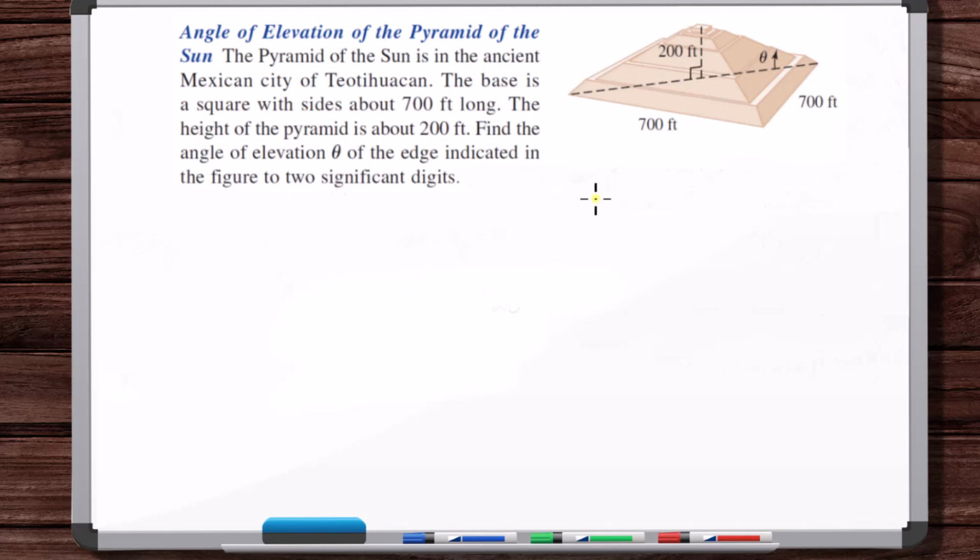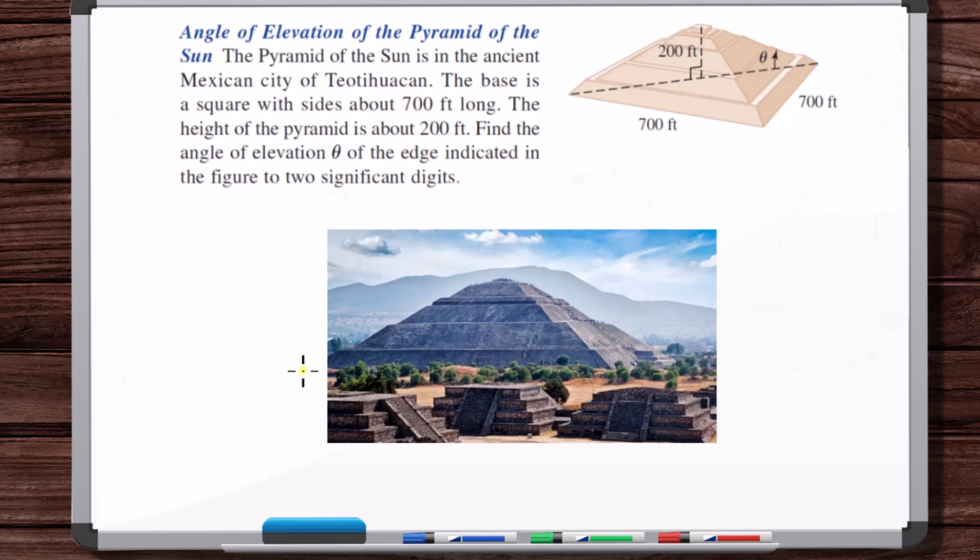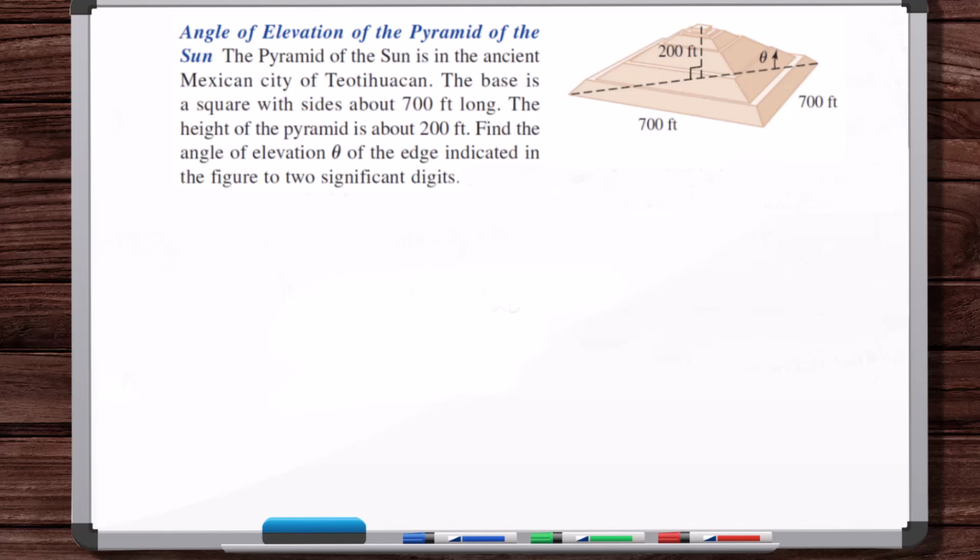All right, so there's the Pyramid of the Sun. Interesting. If the sides are about 700 feet, the base is a square, and the height is about 200 feet, then what's the angle of elevation? What's the slope of the pyramid? Remember, angle of elevation and angle of depression are measured with respect to the horizontal. Angle of elevation is above the horizontal, angle of depression is below.